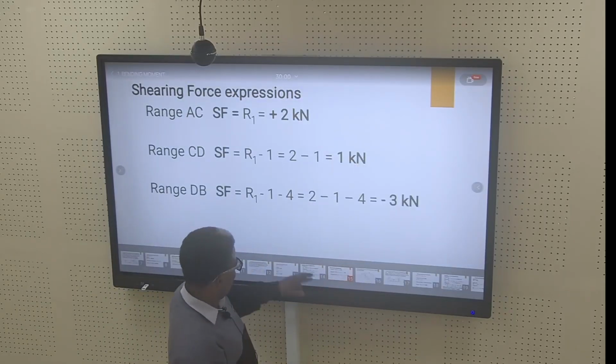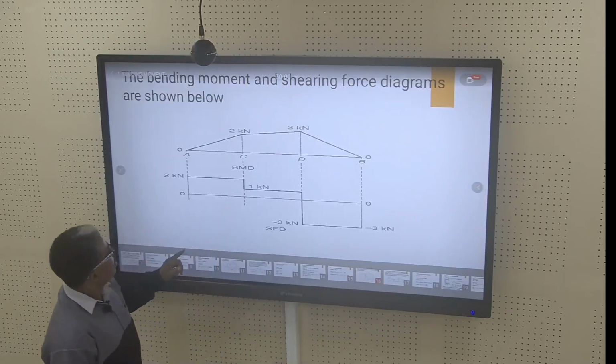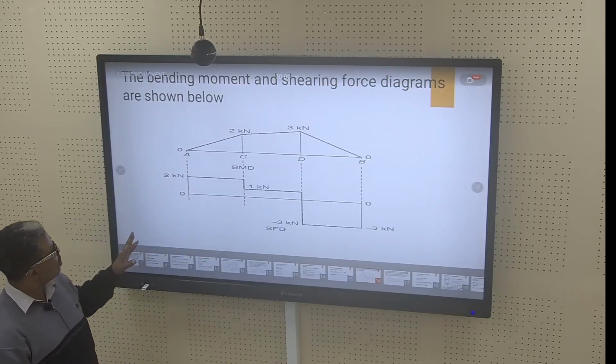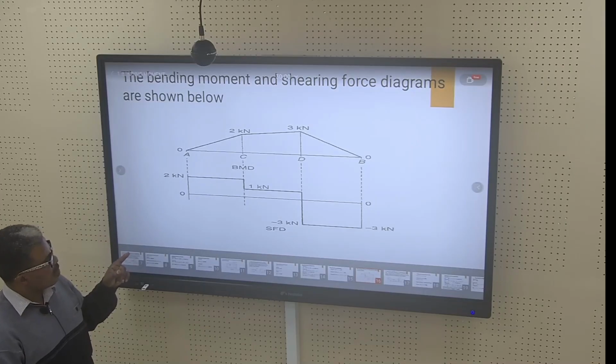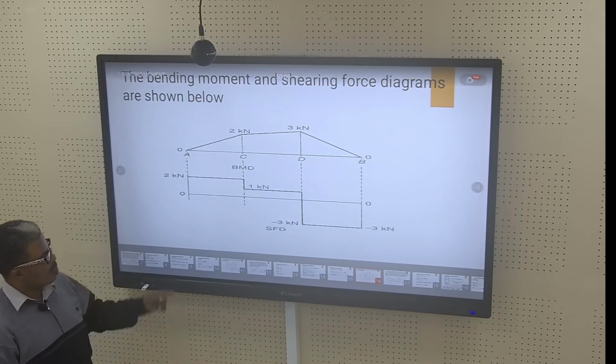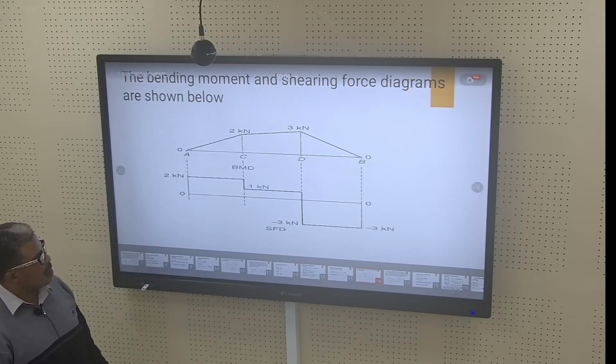So you can see now, range of AC, how does it look like? And there at DB, we had negative, that means it was going to the origin, changing the direction.